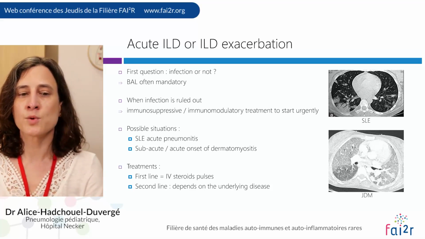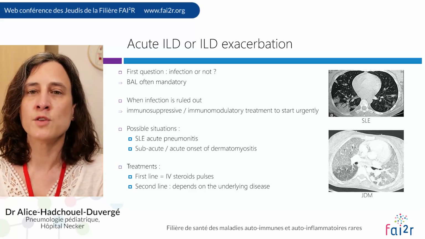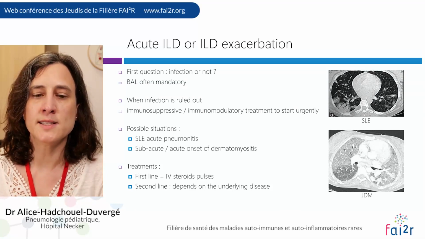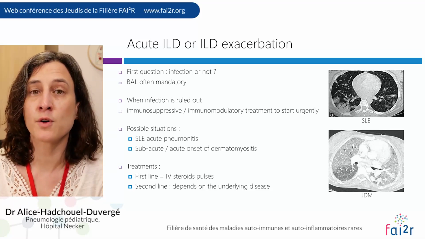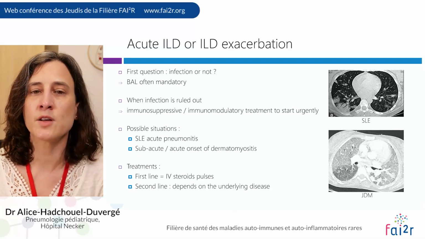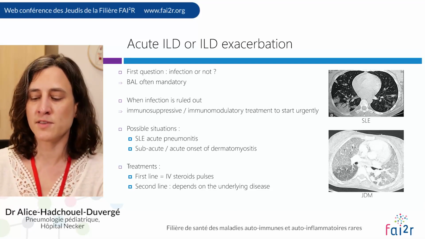When the infection is ruled out, immunosuppressive treatment must be started without delay. The two possible situations are systemic lupus erythematosus acute myositis or the revelation of dermatomyositis with an acute and severe pneumonitis. The first-line treatment is IV steroid pulses as for intra-alveolar hemorrhage, and the second line depends on the underlying disease and on the severity.